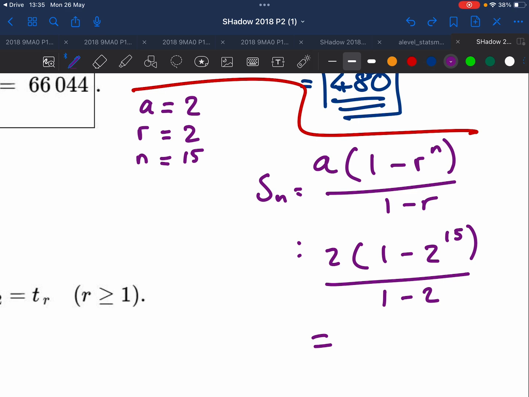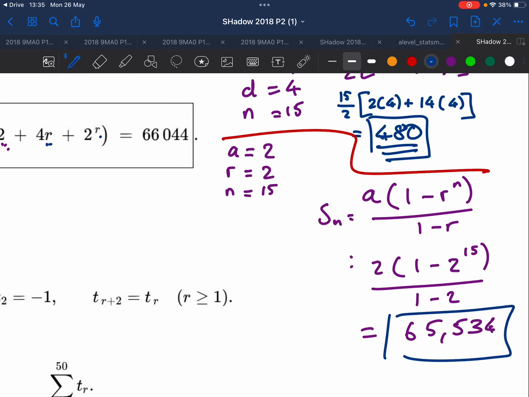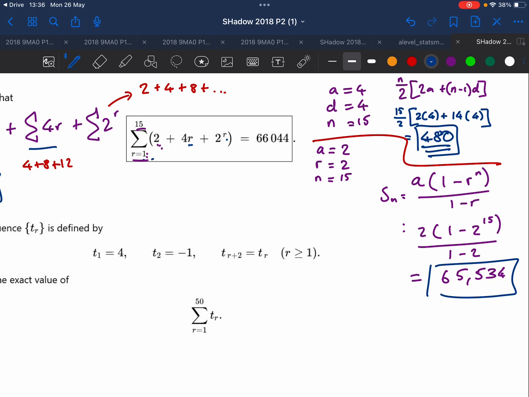So hang on a moment, I've got a syntax error. What have I done wrong? 2, 1 minus, there we go. Right, I needed to press the arrow key one more time. Right, there we go. It is a big number, just as expected. So 65,534.